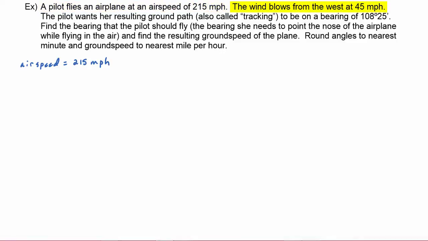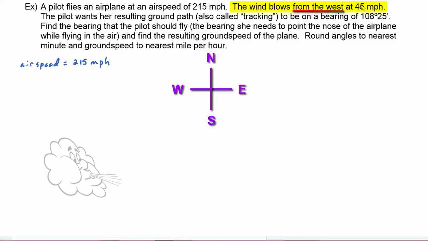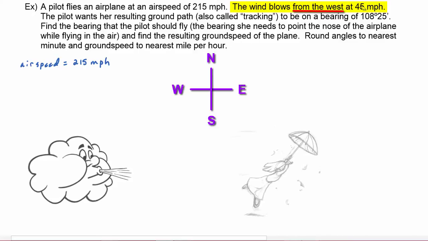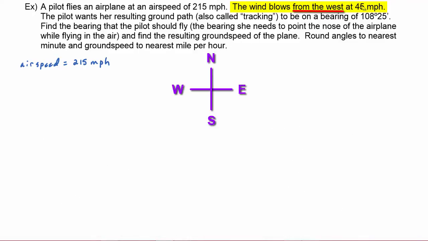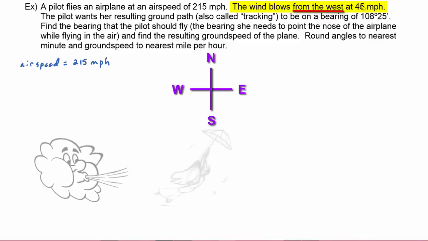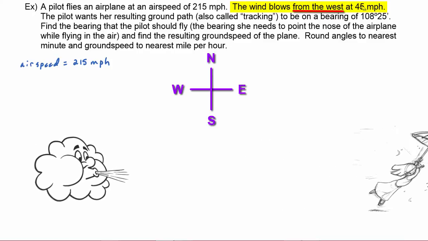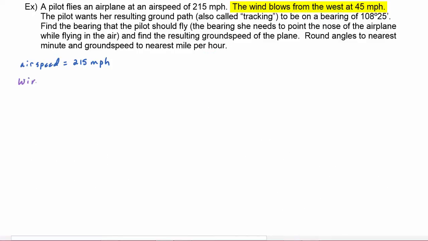The wind blows from the west at 45 miles an hour. So let's think about this. If the wind is coming from the west, then where is it blowing to? If it's from the west, the wind has to be blowing to the east. So the wind is to the east at 45 miles an hour.